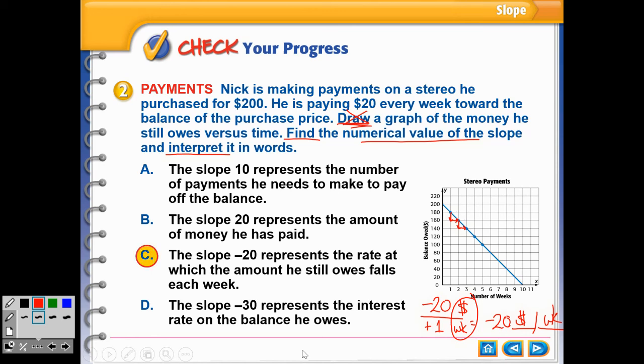What does that mean? Now notice here they use the word fall. You could say goes down. You could say decreases $20 per week. Frankly, I'm not a huge fan of their sentence. I think we can do better.